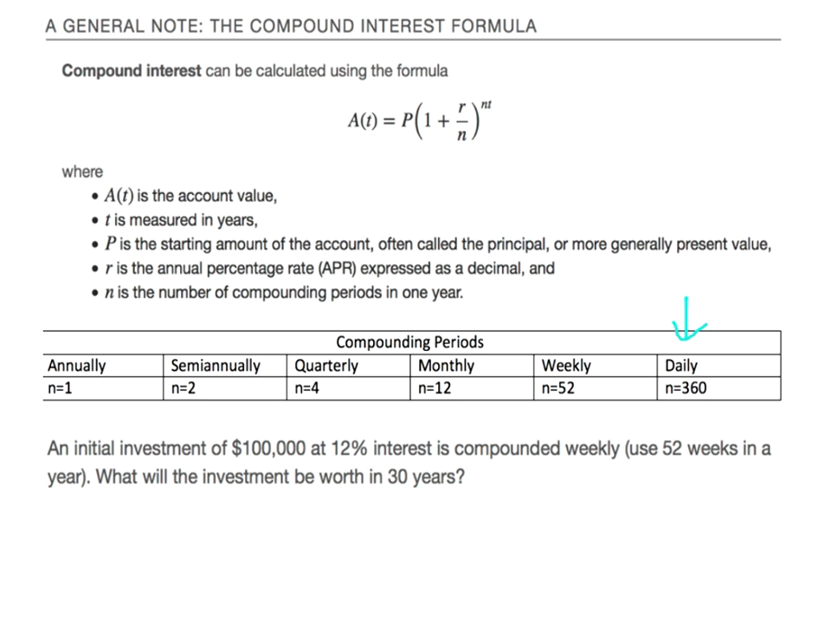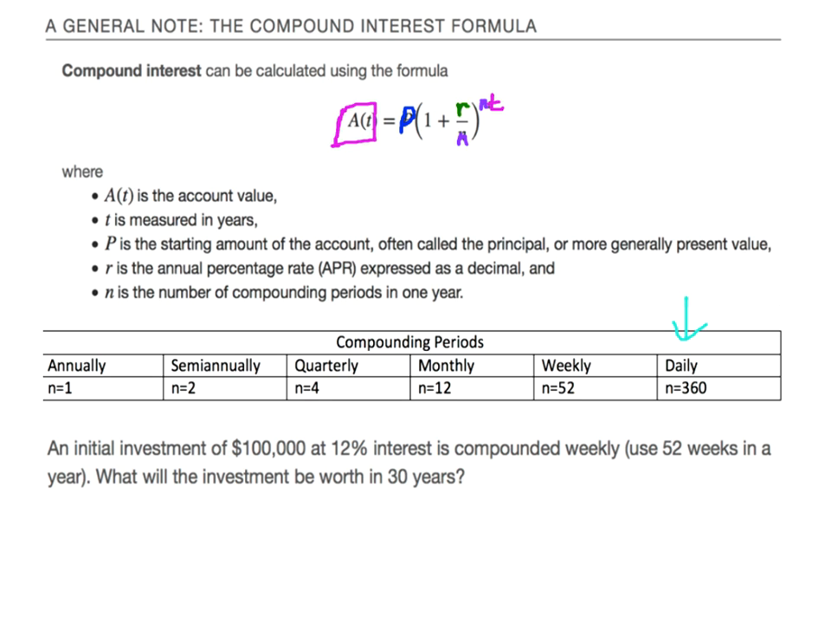Okay, so if we have an initial investment, let me color code this again. P is our principal, and we have our accumulated value. We have our rate and our compounding periods, and that is multiplied by our time in years.